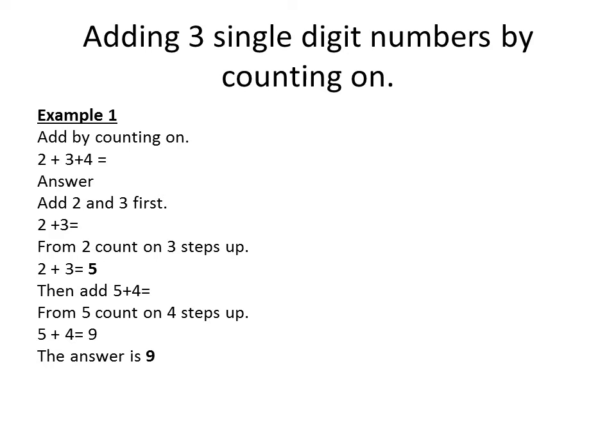From 5, count on 4 steps up. You already have 5, then count 4 counters. After counting the 4 counters, add them to the 5 that you already have, and count all of them together. What do you get when you add 5 plus 4? You get 9. So 5 plus 4 is 9. The answer is 9.